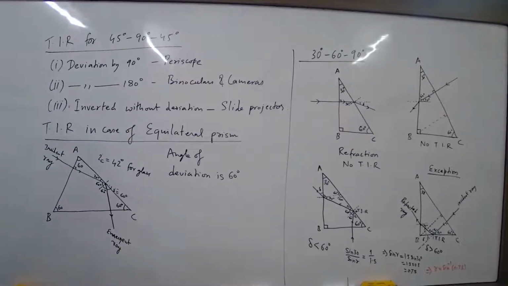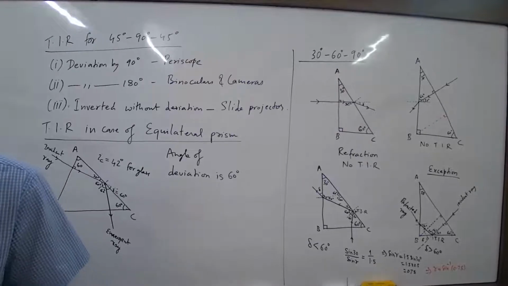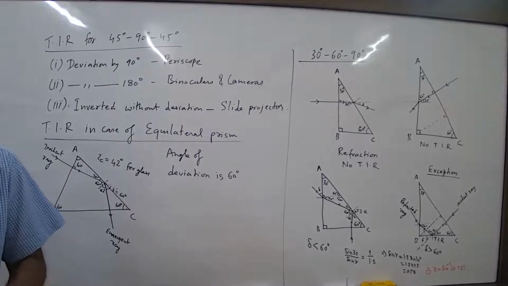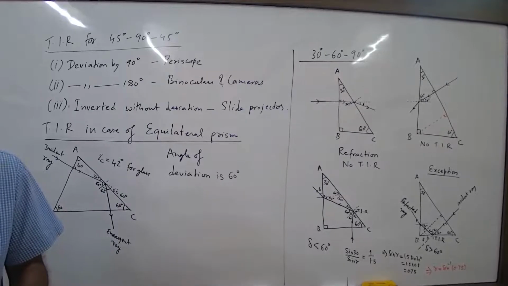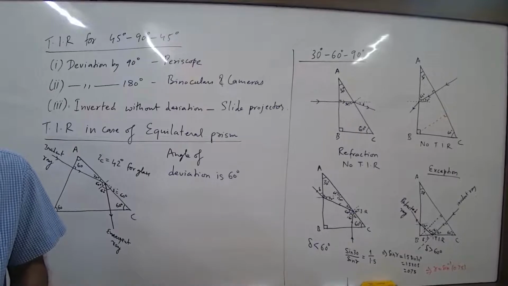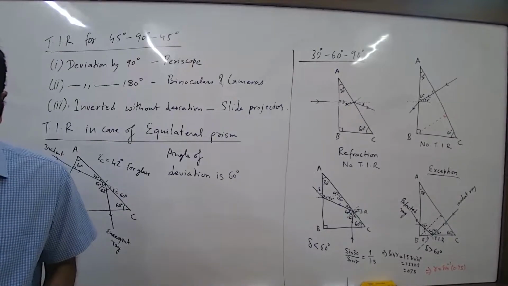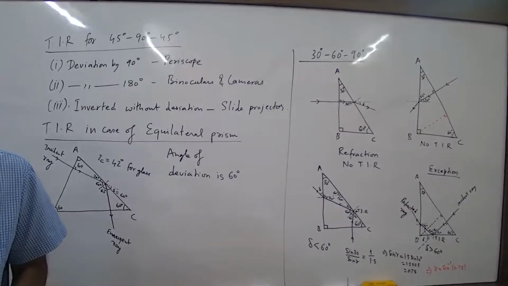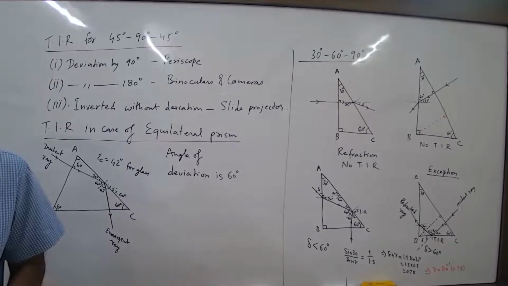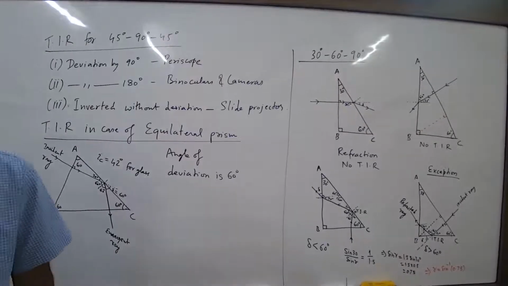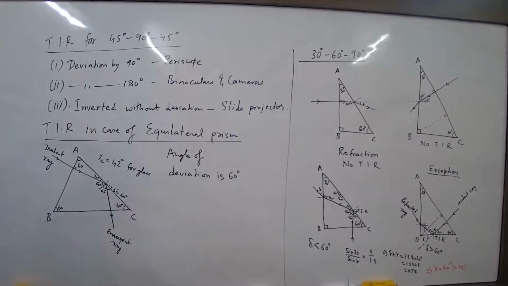So with this we have covered all cases of total internal reflection taking place in case of prisms. And the last topic is the difference between total internal reflection and ordinary reflection. Just open page 64 in your volume. So what is the difference between total internal reflection and ordinary reflection?